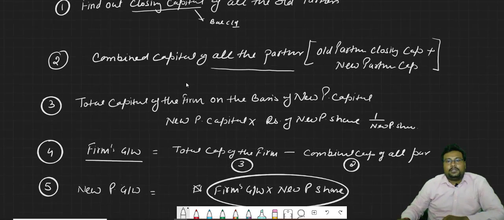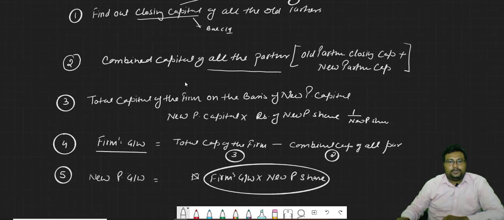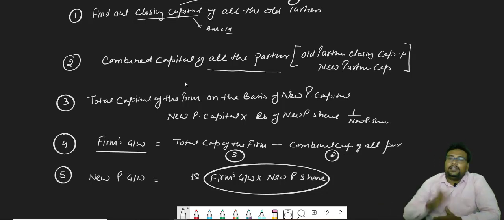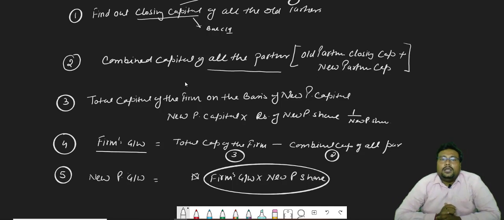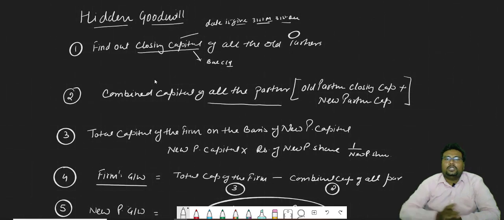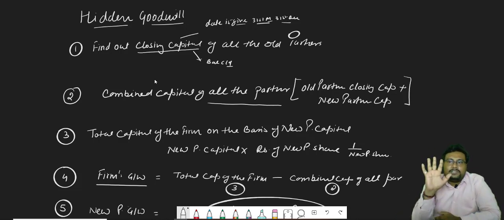So this simple 5 steps you have to follow for calculating the new partner's goodwill. I'm revising each and everything. Please see this. What is hidden goodwill? How can we identify the hidden goodwill? Simple. In the question where at the time of admission of partner, firm's goodwill or new partner's goodwill both are missing, that question is actually the question of hidden goodwill. In hidden goodwill, we have to follow the 5 steps.